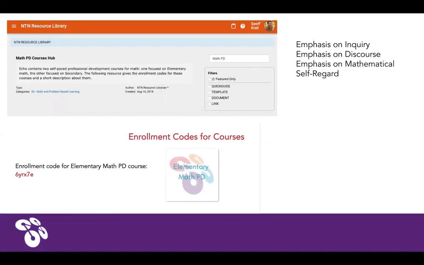Teaching math in an NTN environment is challenging and rewarding. With PBL, we can offer students connections in math that they'll take with them forever. With the strong and supportive culture of the New Tech learning outcomes, we can promote inquiry, discourse, and mathematical self-regard.